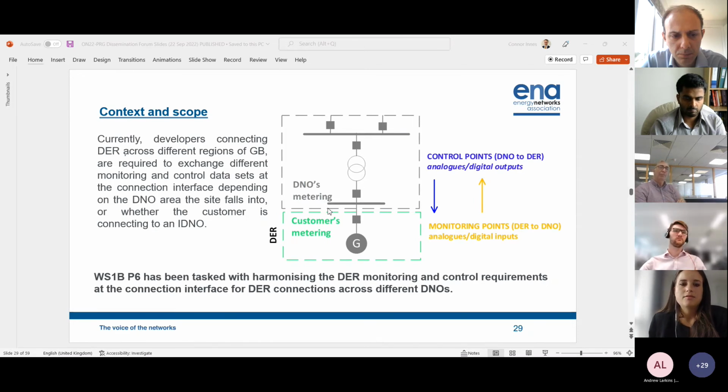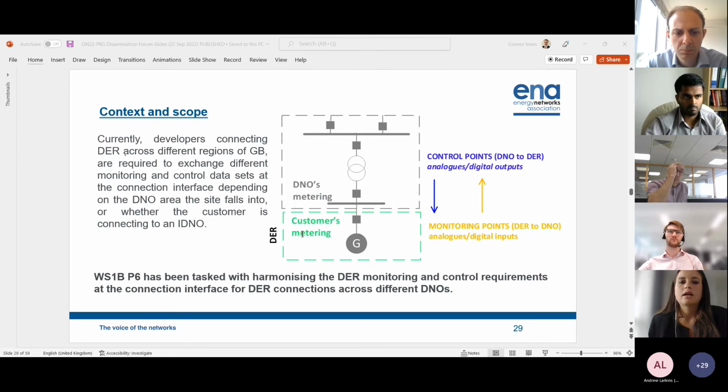As a bit of background, DR connecting to the distribution network are required to be able to exchange real-time data with the DNO, which includes control instructions from the DNO, like an active power set point, for example. This is especially true if the DR is under an ANM flexible connection. DR are also required to provide real-time data back to the DNO, such as metering, breaker status, readbacks, and so on.